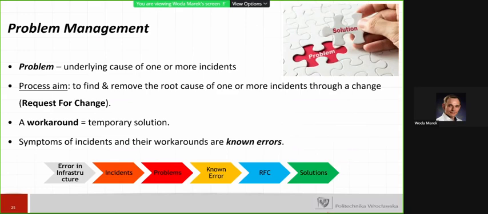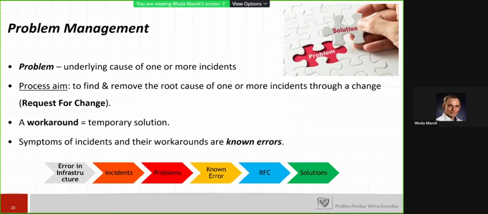And if we know the symptoms of the incidents and the workaround for that, we can just document that as known errors. So if we know certain steps, for example, when your Windows is hanging up and rebooting constantly, and that is documented, that is a known error at that time.